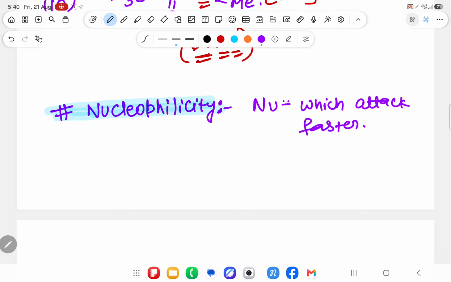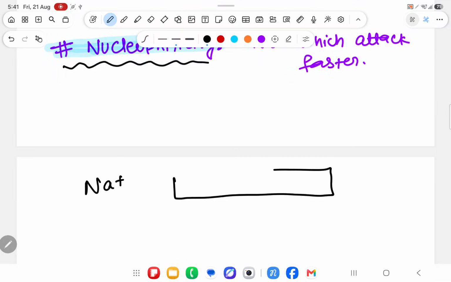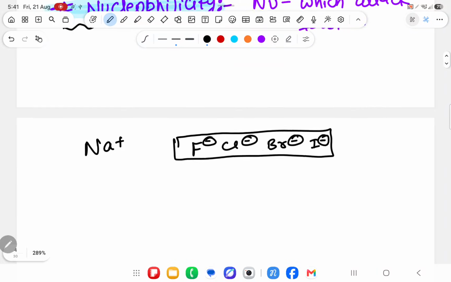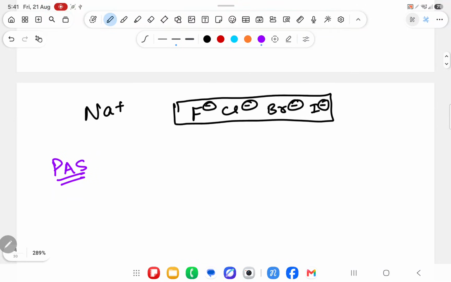In the last part I will tell you the short tricks to understand nucleophilicity. But first I will give you the logic. Suppose I have taken sodium and some nucleophiles like F minus, Cl minus, Br minus and I minus. I am asking, with sodium and fluorine, chlorine, bromine, iodine, if I have taken a polar aprotic solvent, tell me which will attack faster.